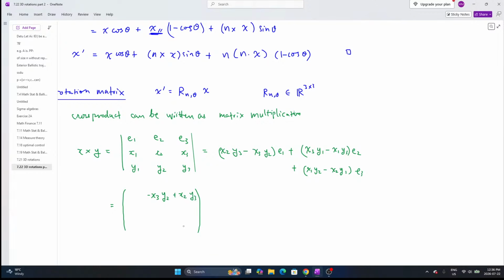You might already have guessed what I'm trying to do here. I'm trying to convert this into a linear transformation of y. If we treat x as a fixed vector, x cross y is a linear transformation of y. And for a linear transformation, it must have a matrix form. So that's why we're trying to find the matrix for the cross product. So that's the first entry.